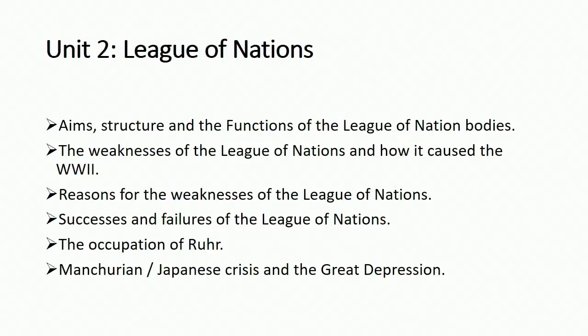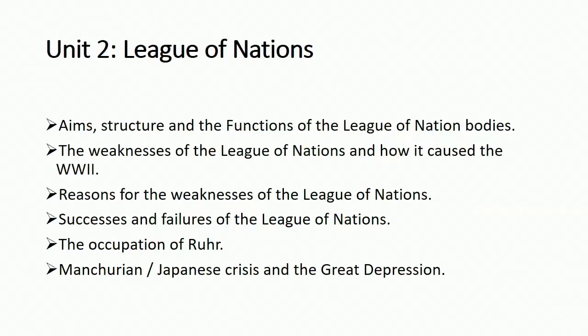You should be able to describe the occupation of Ra. What are those factors that caused or contributed to the occupation of Ra in 1926? And we also have some other failures of the League of Nations that you need to look at. We have other failures in the 1930s. That is the Manchurian and Japanese crisis.